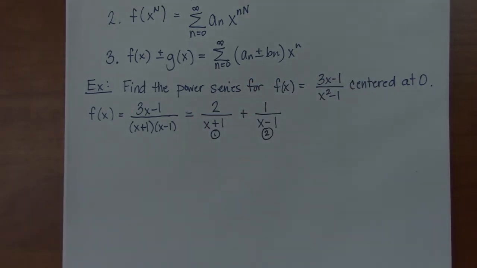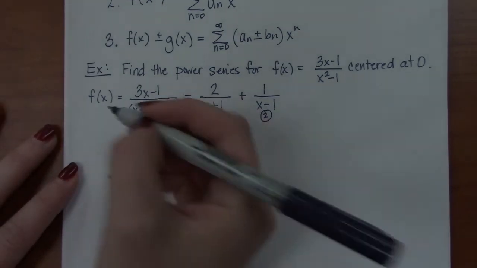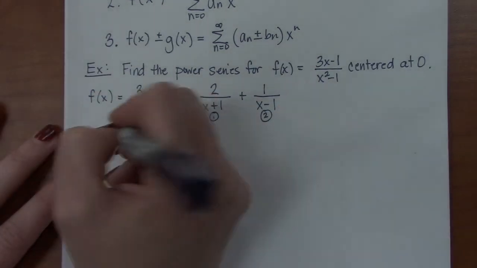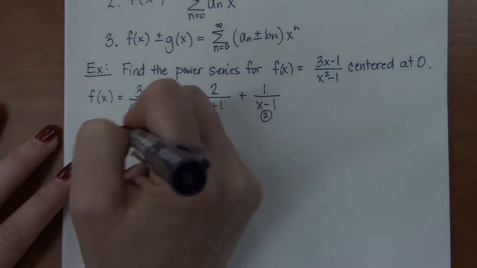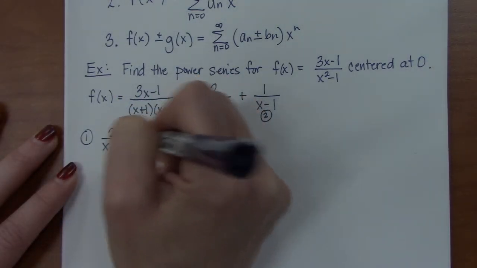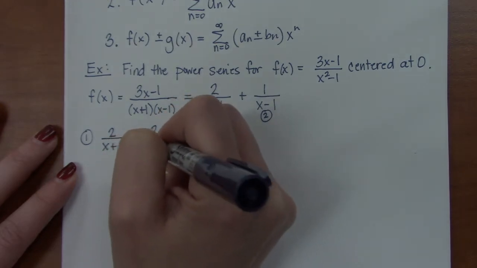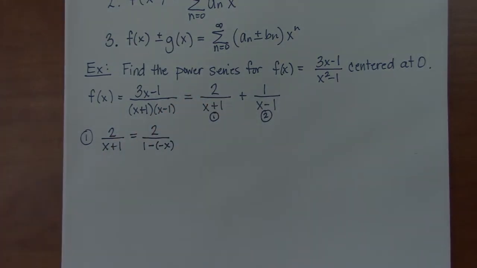So what I'm going to do is build the geometric series for each piece, and then using that third algebra rule we have, we can add the two geometric series together to give us the series for our original function. So if we look at the first one, 2 over x plus 1 is the same thing as saying 2 over 1 minus negative x.